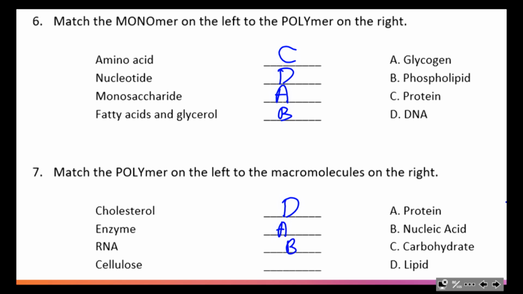All right, and then cellulose. What about cellulose? Well, let's remember that most sugars end in the ending OSE, and sugars are always carbohydrates. So cellulose is a type of carbohydrate.